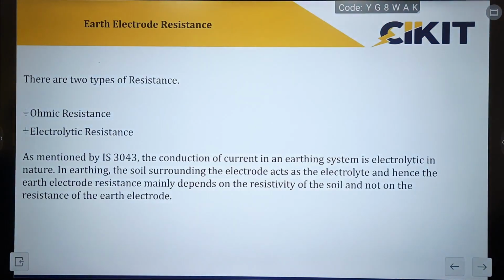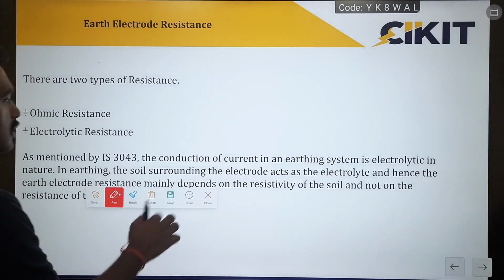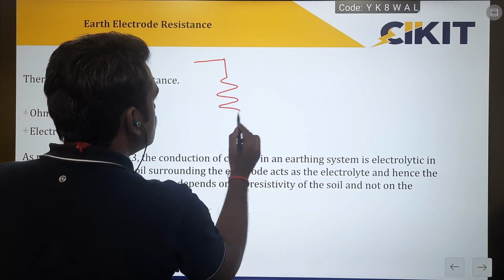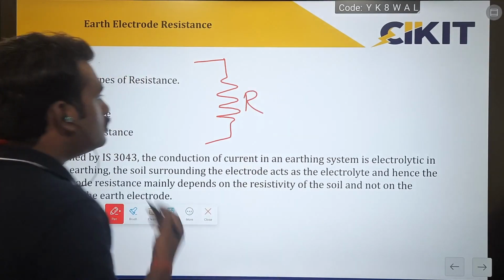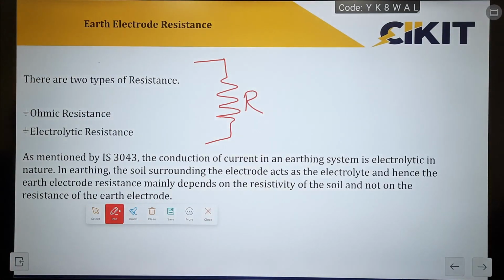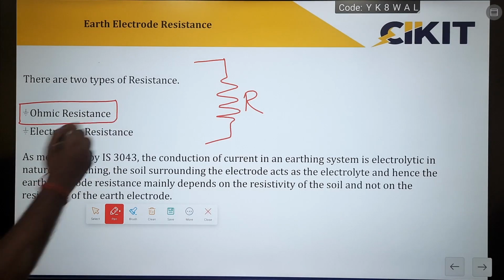Now first and foremost thing is the earth electrode resistance. Many people will be asking what will be the suitable earth electrode resistance for this kind of application. So first we need to understand what this earth electrode resistance is. If you take a resistor as an example, we might have come across many resistors in electronic circuits. So this will be the symbol for a resistor. The resistance of the particular material which we are considering is called ohmic resistance. So ohmic resistance is the resistance of all bodies.